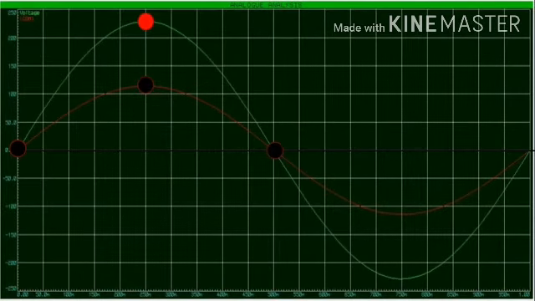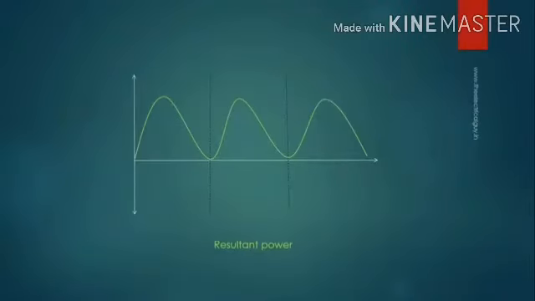Now to get the instantaneous power, I'll simply multiply the voltage with current and the resultant power waveform will look like this. Please note here that the power is the product of voltage and current. Though the voltage and current are alternating quantities and hence take negative values also, the product of the two will always be positive. Hence we can see in the waveform the power is always positive.